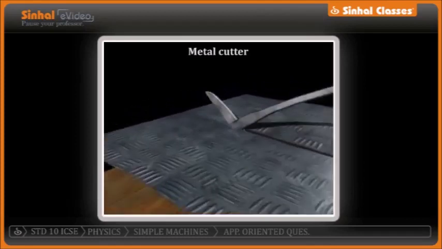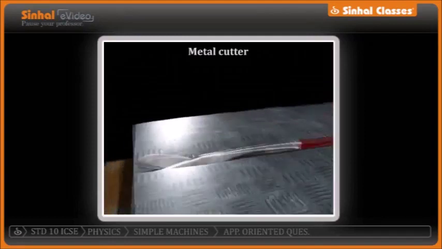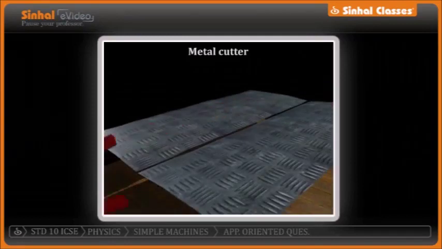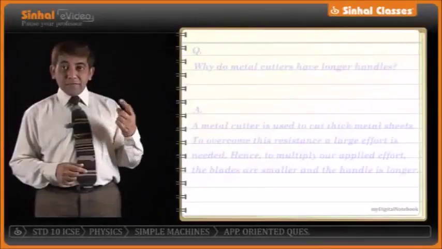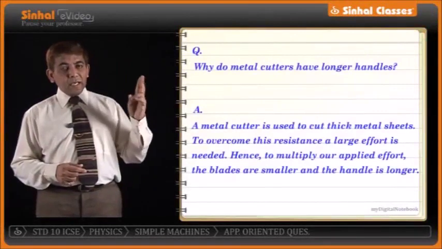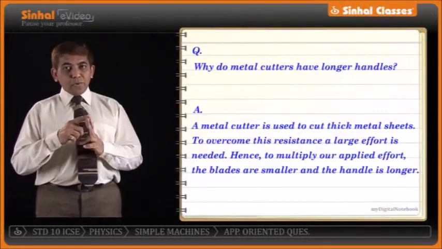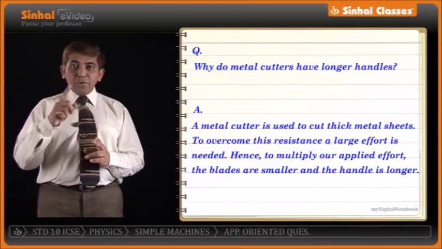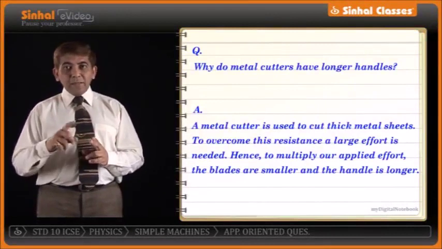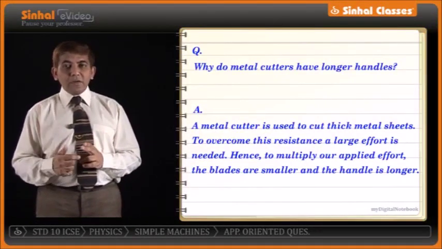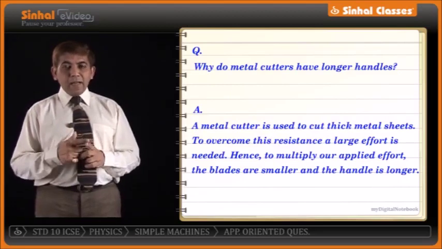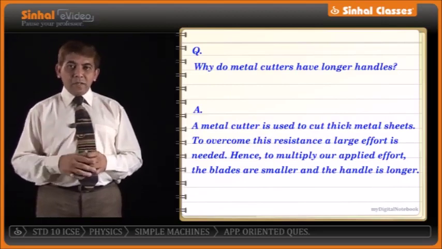It is because the longer the effort arm, the less is the effort that is required. Isn't it true? We have studied mechanical advantage, effort arm upon load arm. So the greater the effort arm, the more is the mechanical advantage. That means less is the effort required. Hence, the metal cutters have longer handles.